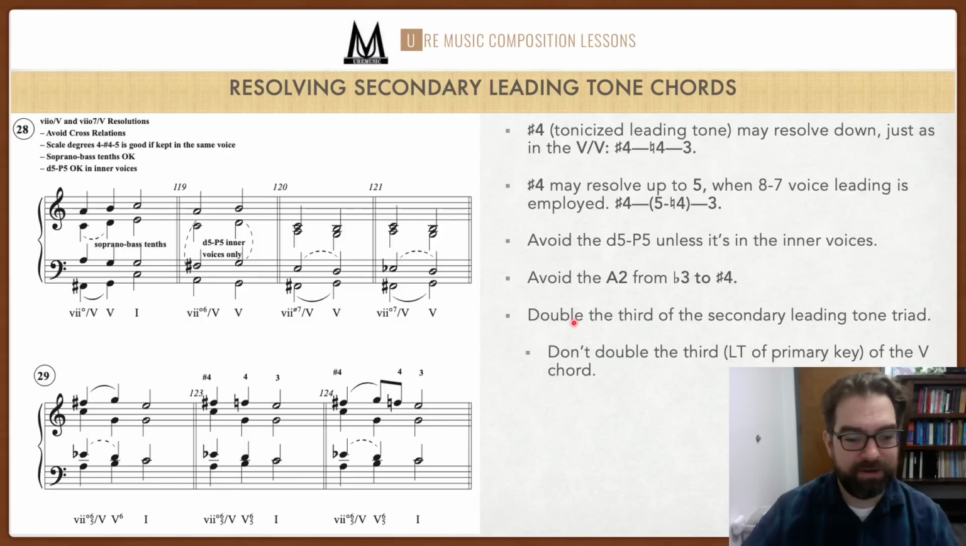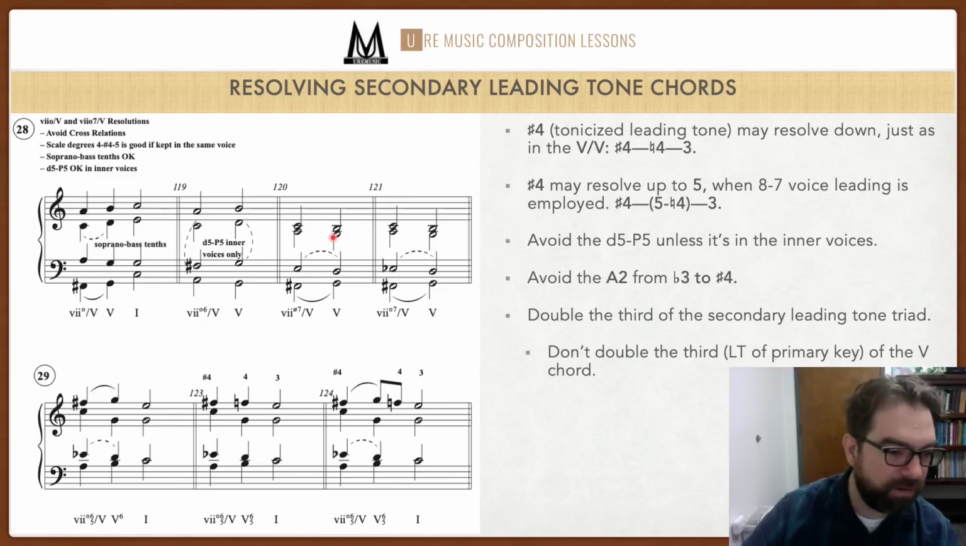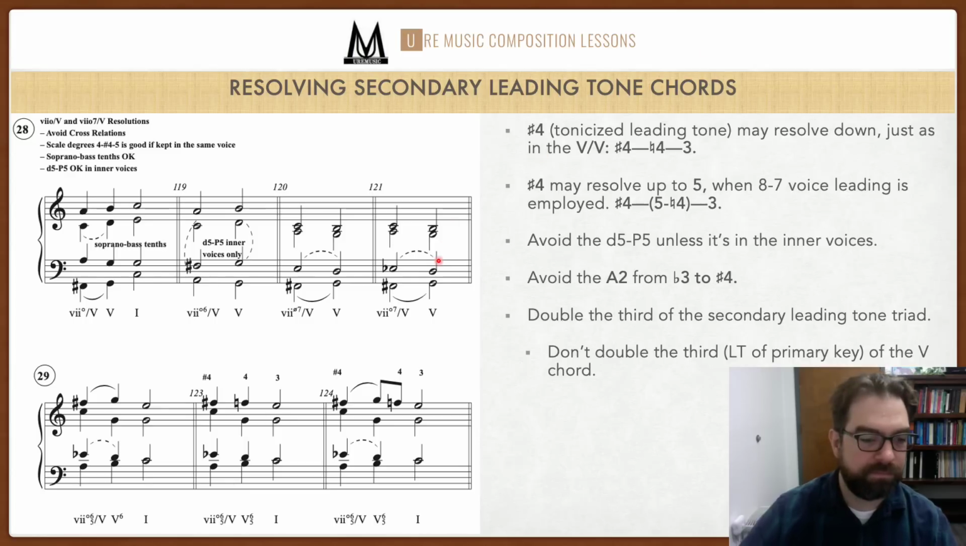And then double the third of the secondary leading tone triad. So in that case, you always want to try and double the third. So our third is going to be an A. So notice how it's doubled. Here's your A. It's doubled again. In this case, we did not double it because we were going for a complete chord, it looks like. You can't double it anytime you have a seventh because you want to use all four chord members. But whenever you have a triad, you should double that third of the secondary leading tone triad.